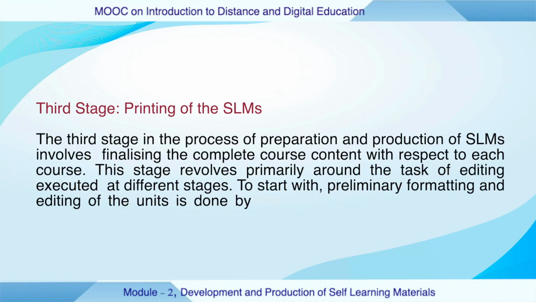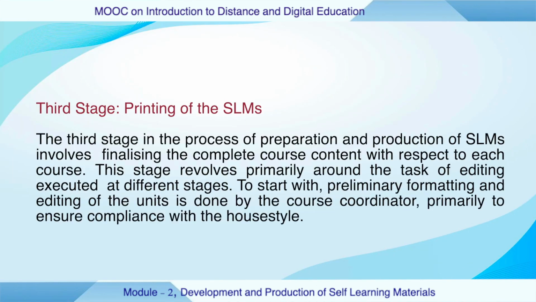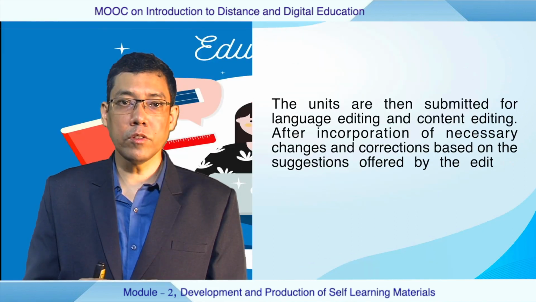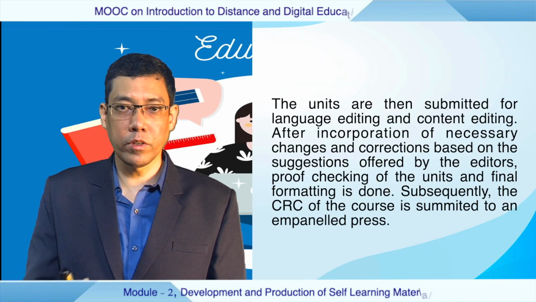Now, we come to the third stage, which involves printing of the SLMs. The third stage in the process of preparation and production of SLMs involves finalizing the complete course content with respect to each course. This stage revolves primarily around the task of editing executed at different stages. To start with, preliminary formatting and editing of the units is done by the course coordinator, primarily to ensure compliance with the house style. The units are then submitted for language editing and content editing.